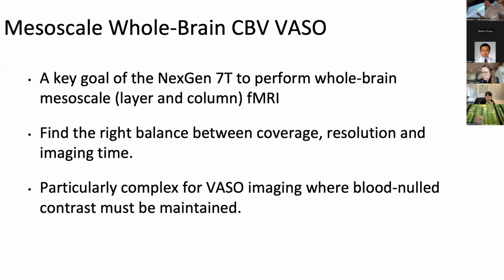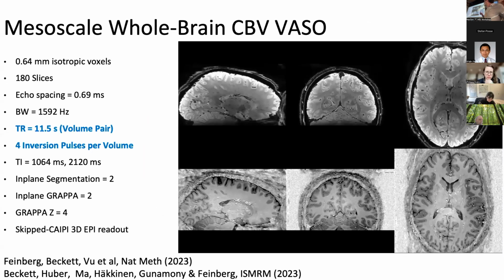The difficulty here is finding the right balance between coverage, resolution, and imaging time. It's particularly complex for VASO because you need to maintain your blood nulling contrast. The way we did it in the initial tests back in 2023 was we were collecting 4 inversion pulses per volume.